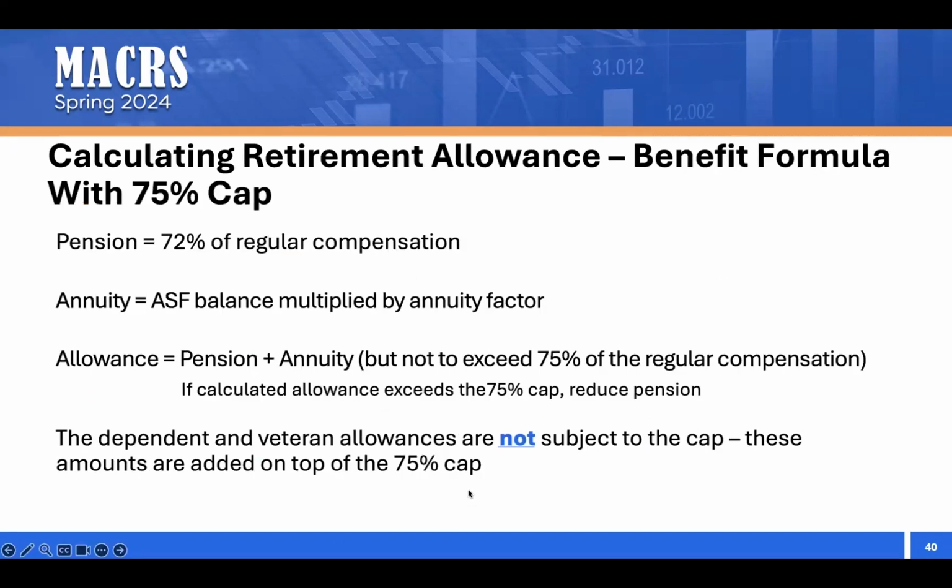So to calculate the allowance under the 75% cap, again, you'll calculate the disability benefit as before. You find the pension, which is 72% of the regular compensation figure, add the annuity together, and that equals the allowance. You compare this amount to the 75% limit on the regular compensation. Once you have the 75% cap, you would add the veterans allowance and the dependent allowance on top of that 75% number.